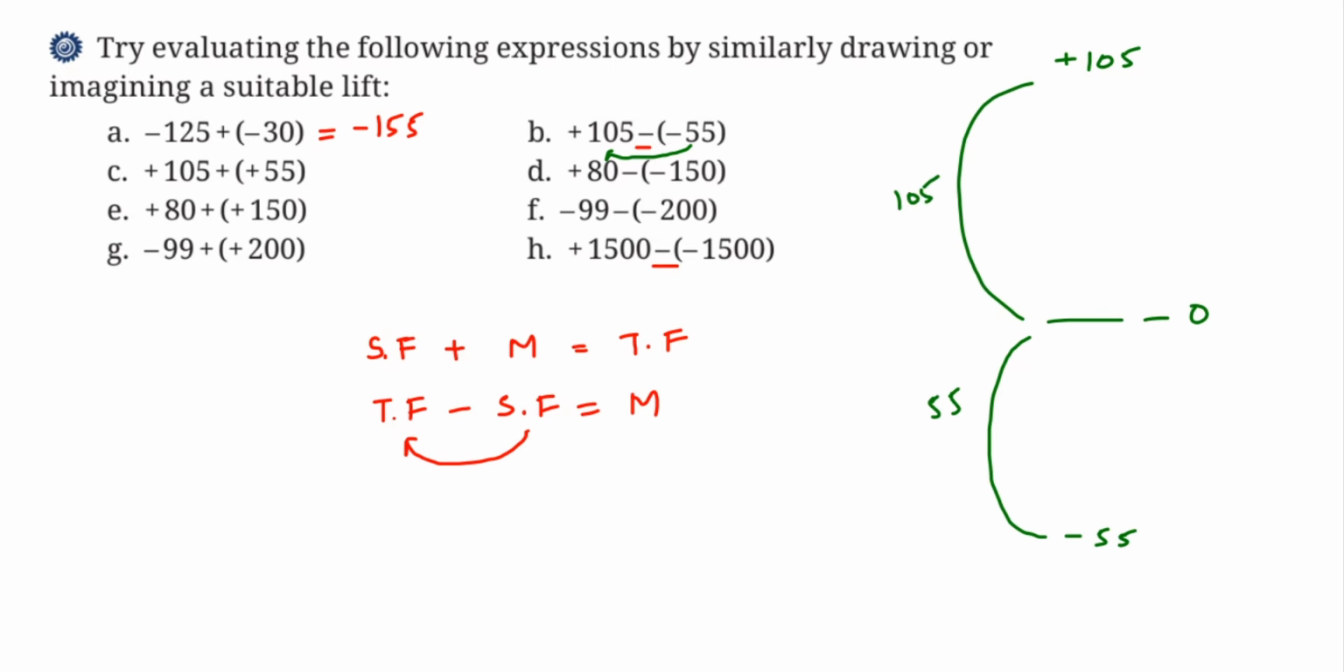So when you add these two, we get 160. So you're going 160 floors up. Since you're going up, it will be plus. So here the answer will be plus 160.